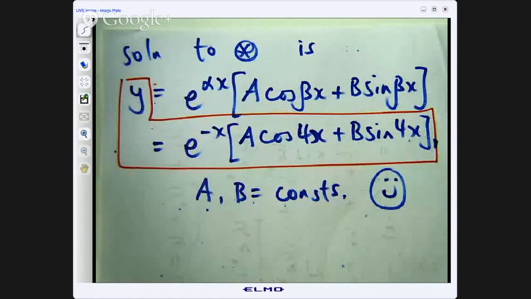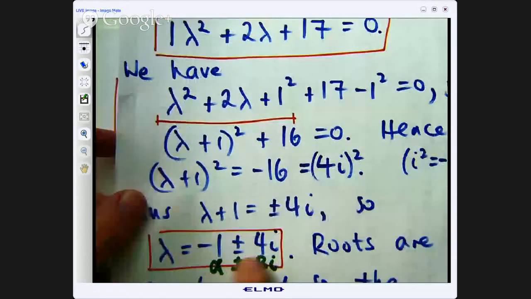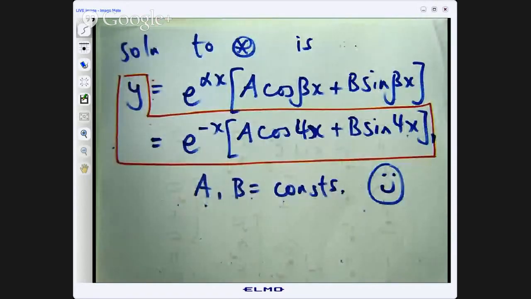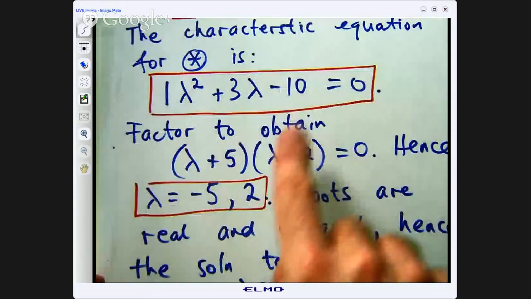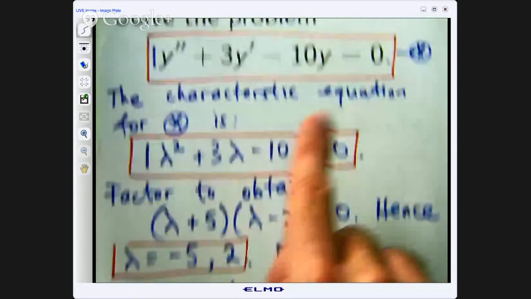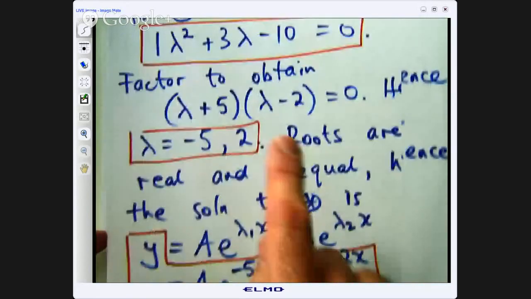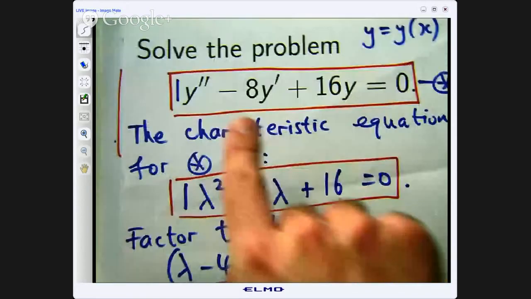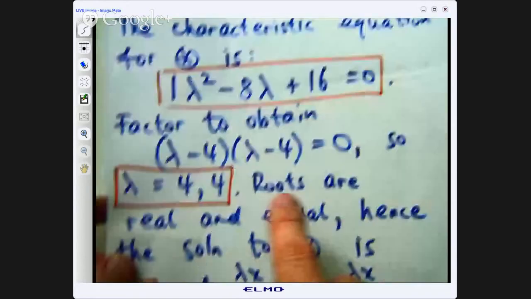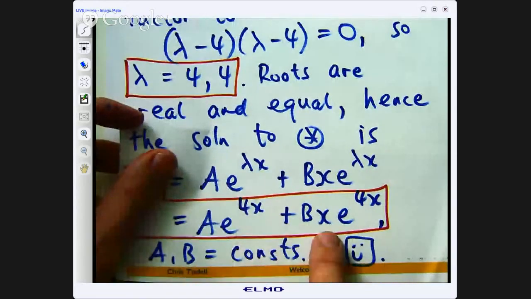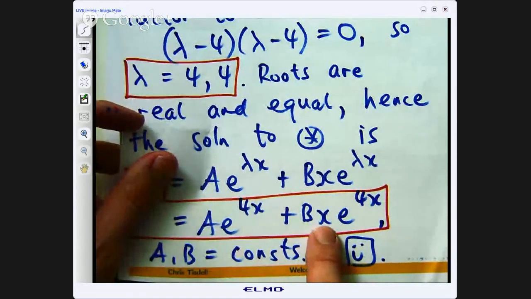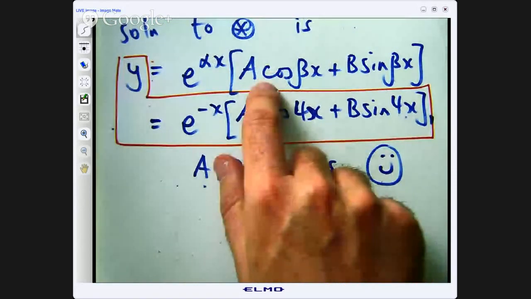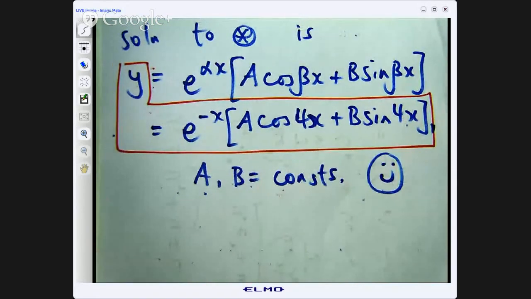Now, what happens if the roots to your characteristic equation aren't complex? Well, we've talked about that in other videos. We looked at the case where the roots were, say, real, this one here. The roots were real and unequal. You get a linear combo of exponentials. We also looked at the case where the roots were real and equal. You get exponentials, but with an extra x in here. And this is like the third case, where you have complex roots.